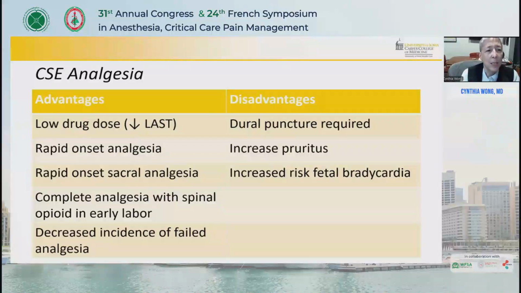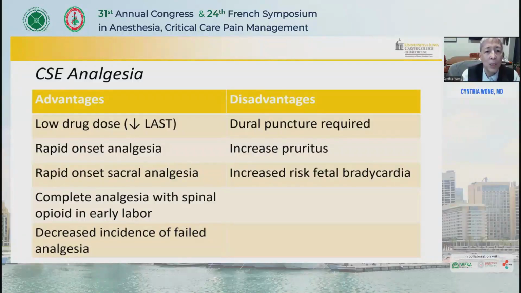What about the advantages and disadvantages of CSE analgesia? Well, an advantage is that we use a low drug dose to initiate analgesia. So there's a much decreased risk of LAST. Even if we accidentally injected the spinal dose into a blood vessel, nothing bad would happen. Onset of analgesia is more rapid than an epidural technique. Of note, onset of sacral analgesia is more rapid, and we'll talk about why this is important in a minute. One can get complete analgesia with spinal opioid in early labor, and again, we'll discuss this in a minute. And there's a decreased incidence of failed analgesia when the epidural catheter is placed as part of a CSE technique compared with an epidural technique.